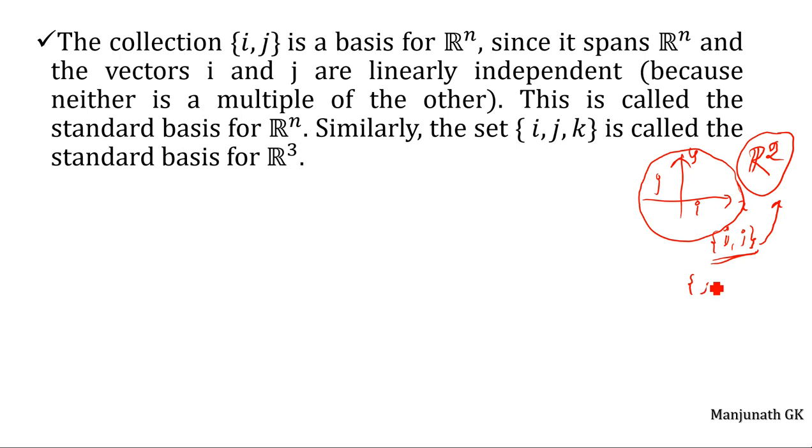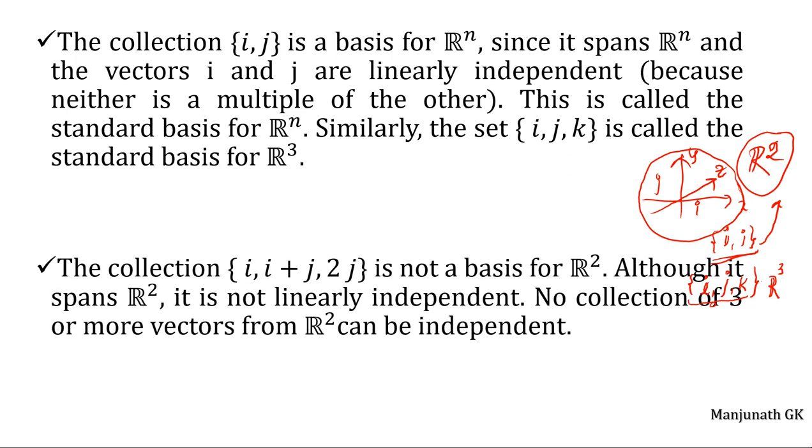Consider three vectors i, j, k in three dimensions, with z here. i cannot be represented using j and k, j cannot be represented using i and k, and similarly k cannot be represented using i and j. They are all independent in nature, so i, j, k is the standard basis for a three-dimensional space. So keep these two points in your mind.